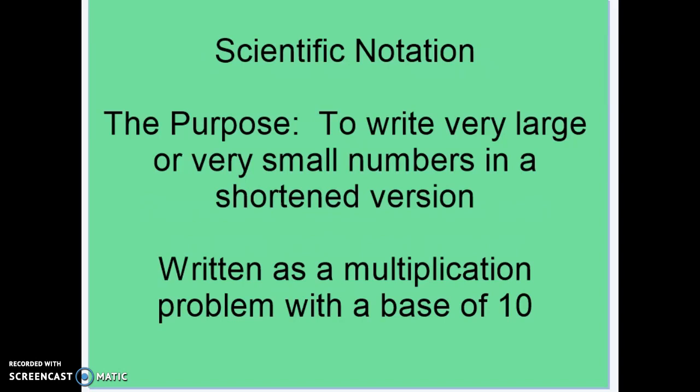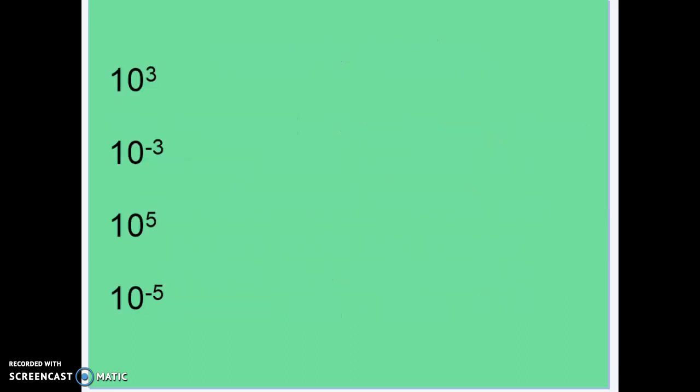So in the next few examples, we'll show you what that looks like, how you write a number in scientific notation, and what makes a number scientific notation versus what looks similar but isn't scientific notation. As we go through our notes today, please remember to fill out your notes on your own sheet as you go along. So just as a review, what does 10 to the third power mean?